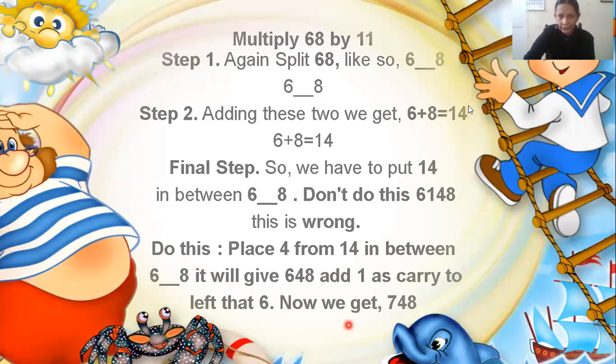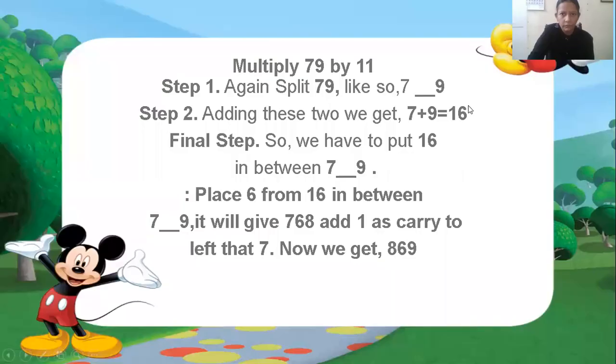So like this you have to solve these questions. And now let's see how you can do some other questions also. The next question I have taken is you have to multiply this 79 with 11. Let's see how you will multiply 79 with this 11. 79 is a two-digit number, so you have to multiply it.